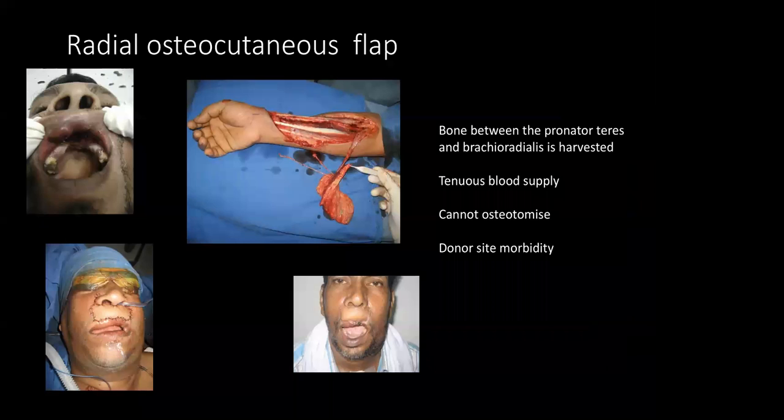Now, the radial osteocutaneous flap is not very commonly used because it has significant donor site morbidity. Probably the area where it's most commonly used is in pre-maxillary reconstructions, where you need a short segment of bone. You take the bone between the pronator teres and the brachioradialis, along with its septal attachment to the skin. You only take 1/3 circumference, and you have to be careful that this doesn't fracture. So it's not very commonly used, but it's worthwhile remembering when we consider the different types of bone flaps.